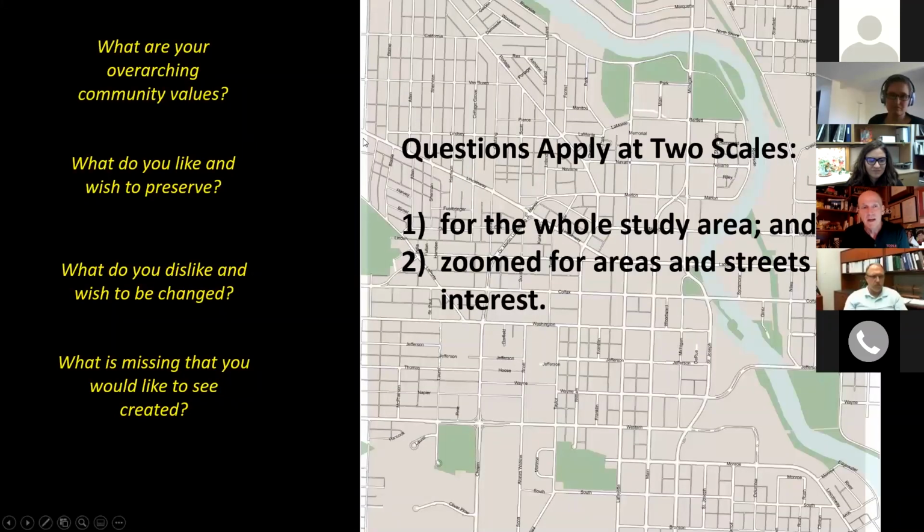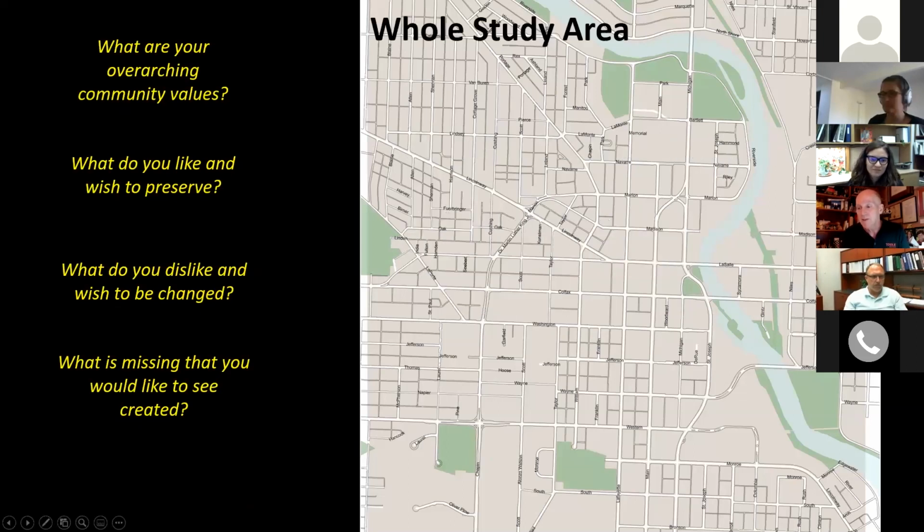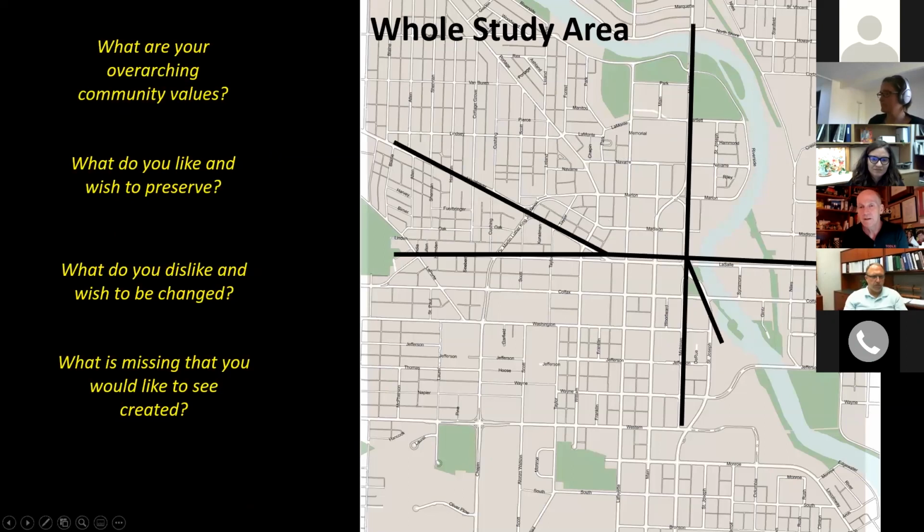So we asked everybody in South Bend what their values were, what they like and want to preserve, what they dislike and want to change, and what's missing they would like to create for the whole area. And then later on we zoomed in, but at the beginning, that's what we did, and that's what we want to do for now in West Arden Arcade.